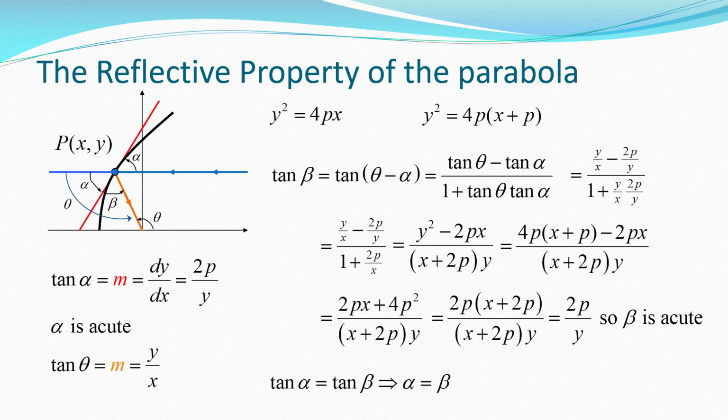This means then that the parabola has a reflective property. If you ever have any source of energy that comes in parallel to the focal axis, all that energy will reflect off the parabola and be reflected right back to the focus.